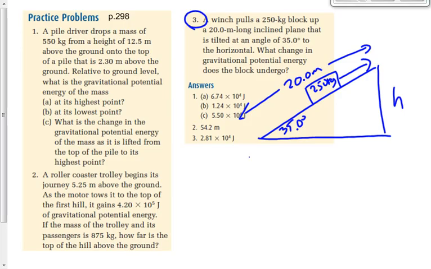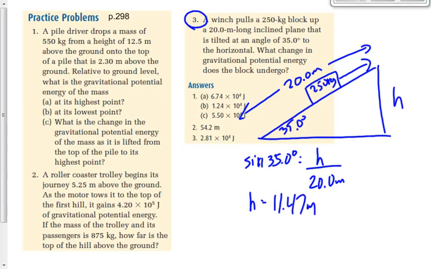So let's use sine 35 degrees is equal to opposite over the hypotenuse. We're going to say h is equal to 20 times sine 35. What do we get for that? 11.47 meters. Thank you, Hayden. What do we do with that now?